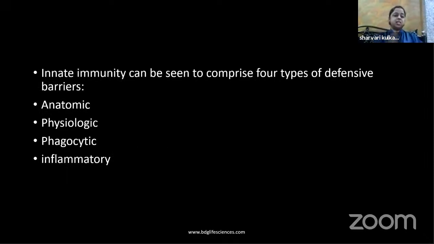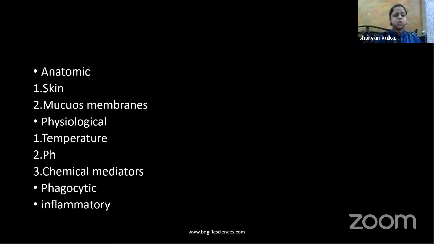Now, what are the barriers? There are four basic barriers of innate immunity. They are anatomic, physiologic, phagocytic, and inflammatory. So let us see each one by one.